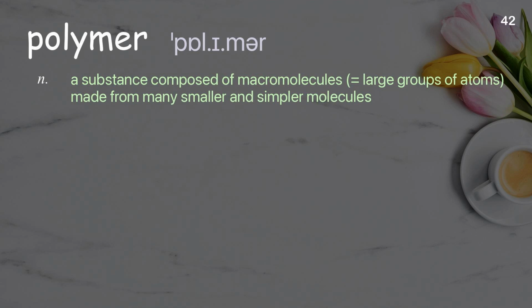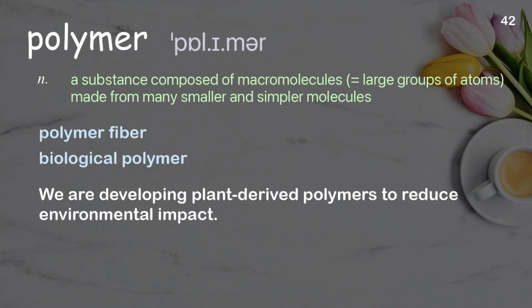Polymer. A substance composed of macromolecules, equals large groups of atoms, made from many smaller and simpler molecules. Examples: polymer fiber, biological polymer. We are developing plant-derived polymers to reduce environmental impact.